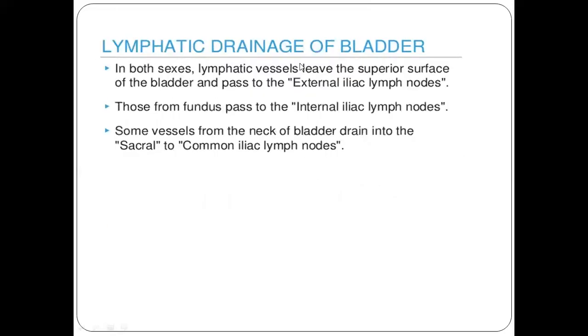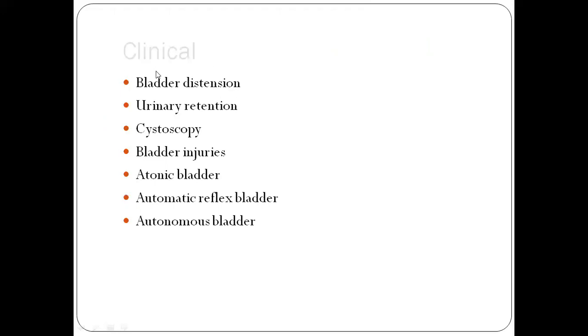So the lymphatic drainage, in both sexes, the lymphatic vessels leave the superior surface of the bladder and pass to the external iliac nodes. From the superior surface, the drainage will go to the external iliac nodes, and those from the fundus pass to the internal. So external and internal iliac nodes both receive the lymphatics of the bladder, and then it will go into the common iliac nodes. So what are the clinicals?